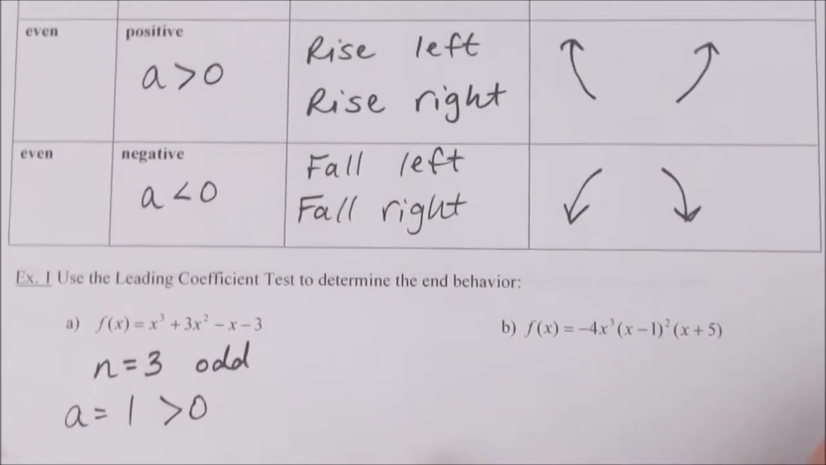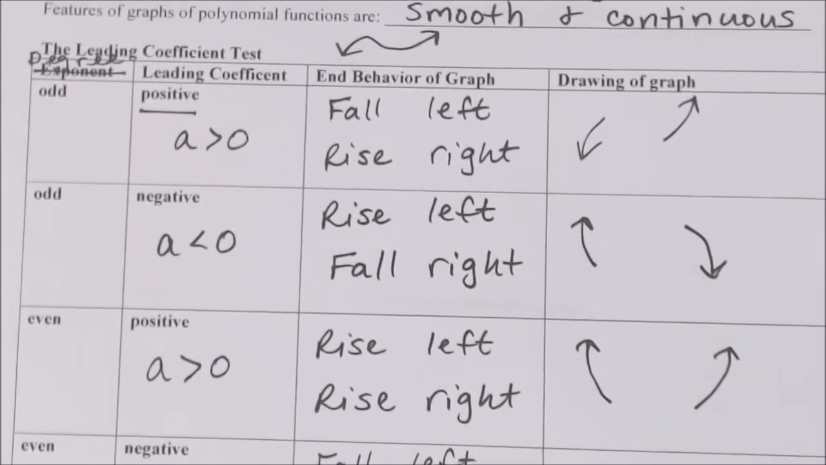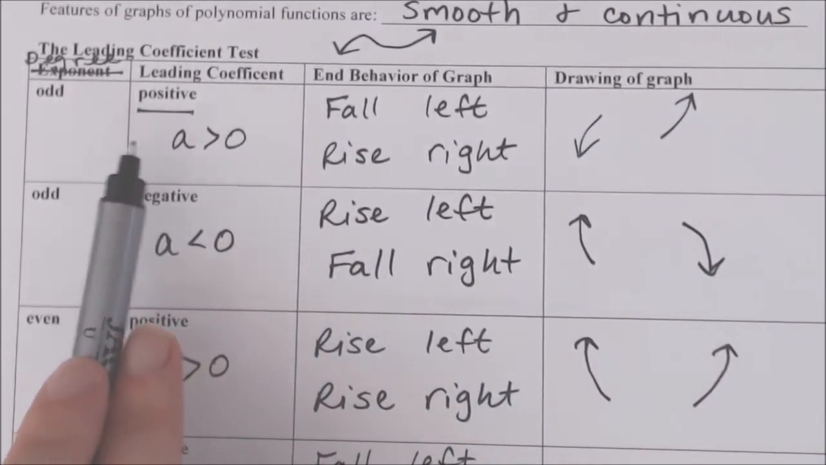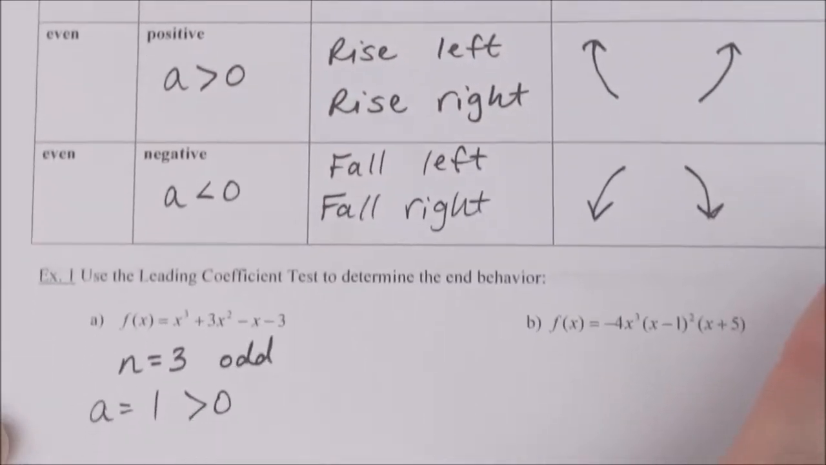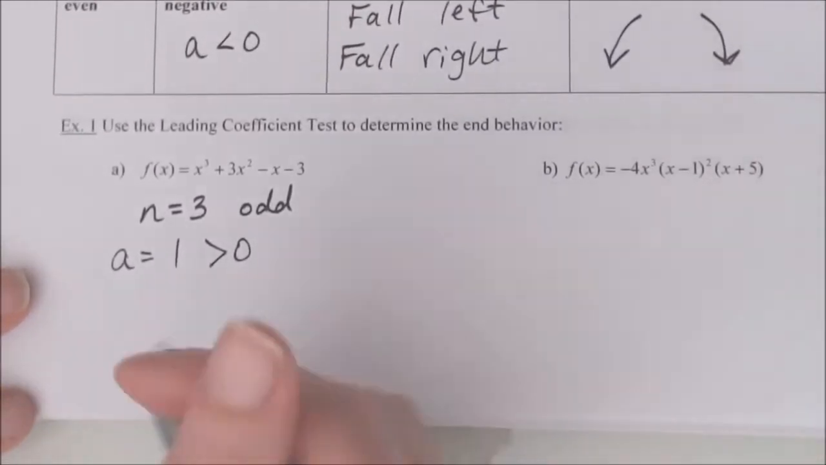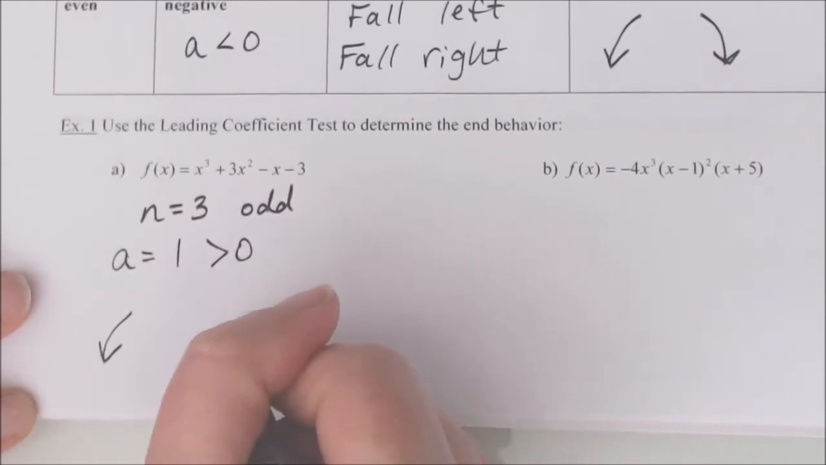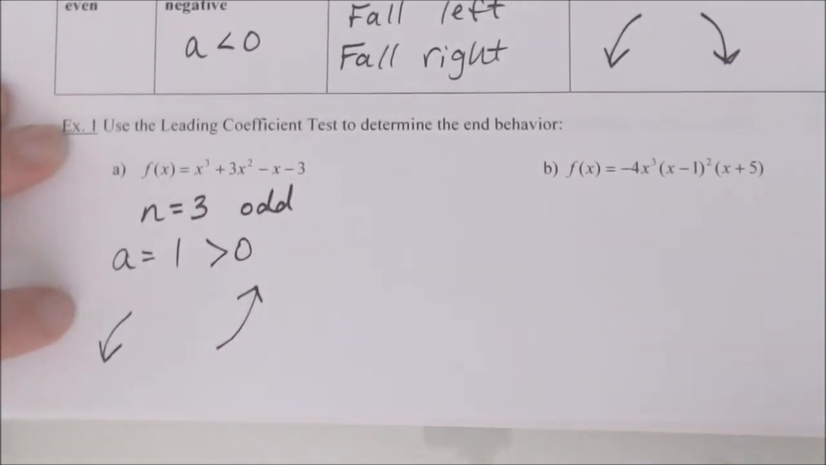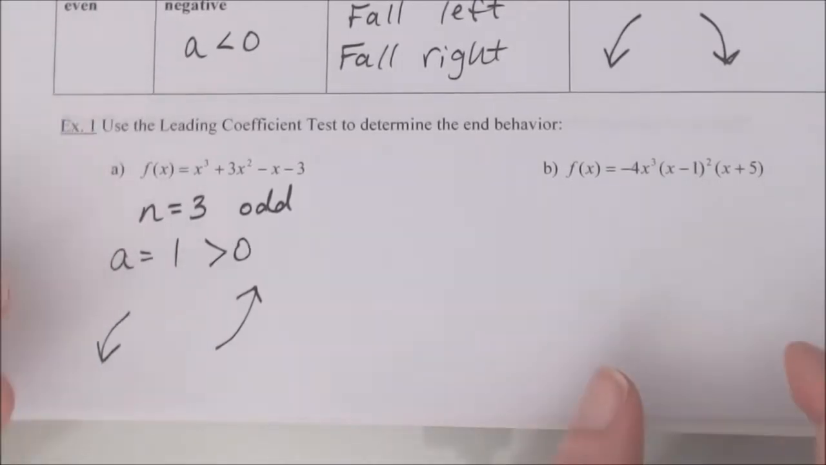So look back at your cases here. If we have a positive coefficient and an odd degree, that would be this first case right here. So it's going to fall on the left and rise on the right. You can say it in words, or you could even just draw it if you want to. Falls left, rises right, and that's good enough for me, as long as you give me the justification, giving me the degree and the leading coefficient.